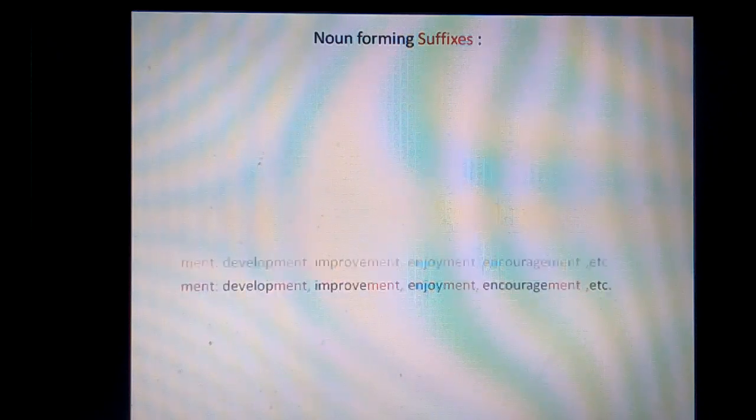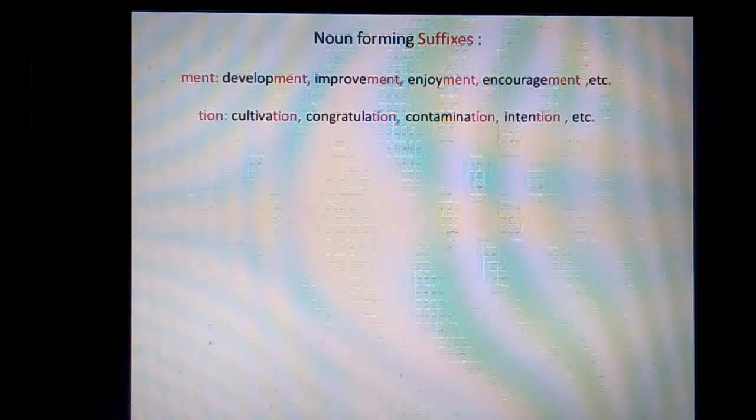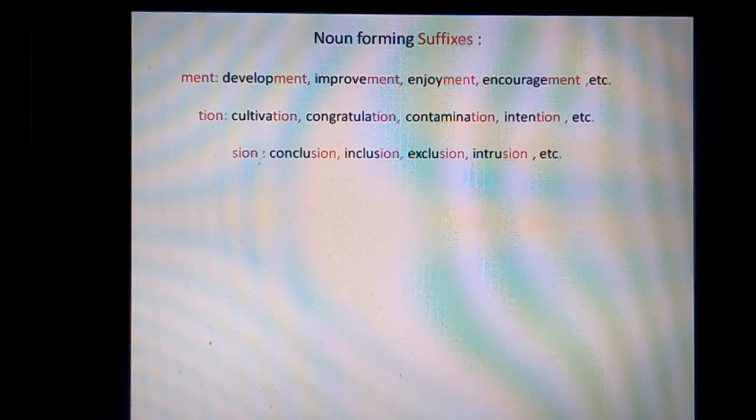Noun forming suffixes. This is the suffix ment. You need to add it to make noun words. Development, improvement, enjoyment, encouragement, etc. Tion, this is also a noun forming suffix. Cultivation, congratulation, contamination, intention, etc. Sion: conclusion, inclusion, exclusion, intrusion, etc.